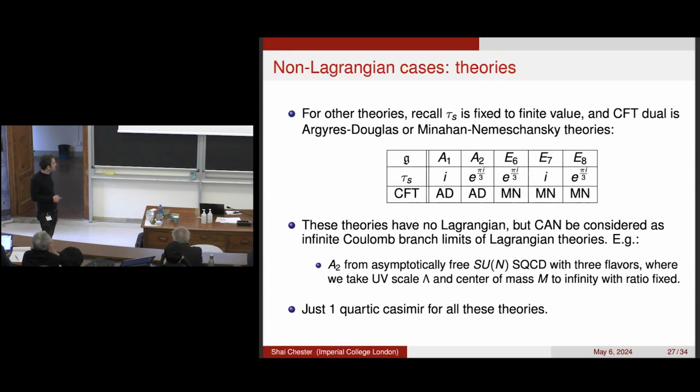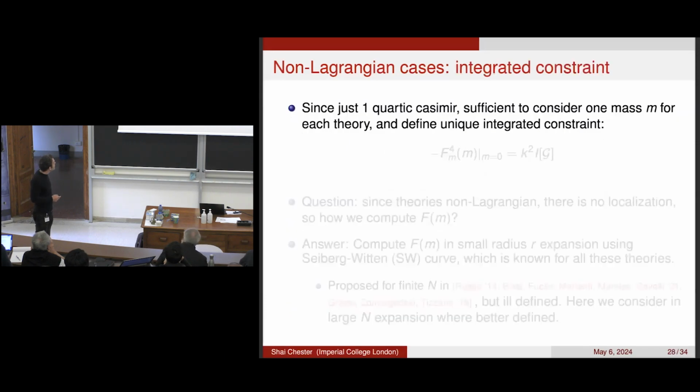Similarly for Minahan-Nemeschansky, you can also construct it starting from some more complicated Lagrangian. One thing which is common between all these theories, despite the fact that they have very different groups, is that they all have 1 quartic Casimir for their global symmetry groups. This is much simpler than the SO(8) case, which had 3 quartic Casimirs. The fact that there's just 1 quartic Casimir means that there's just 1 integrated constraint, so for simplicity we could just consider a single mass. In general the number of masses is more than 1, because it is the number of Cartans. For E8, you would have 128 masses or something. But there's no need to consider all of them, because everything at the end of the day depends on just 1 mass, since there's just 1 quartic Casimir.